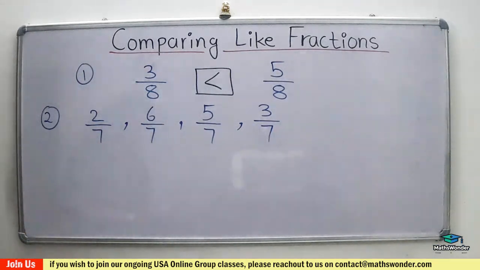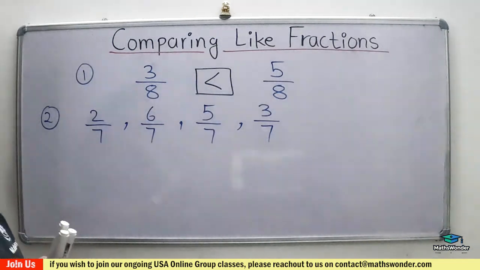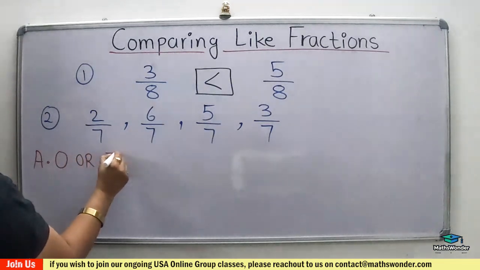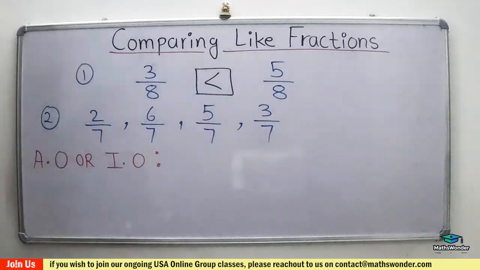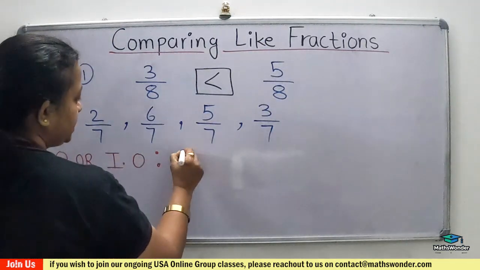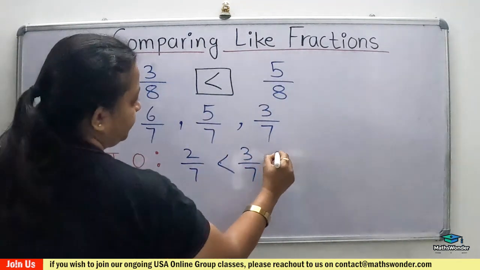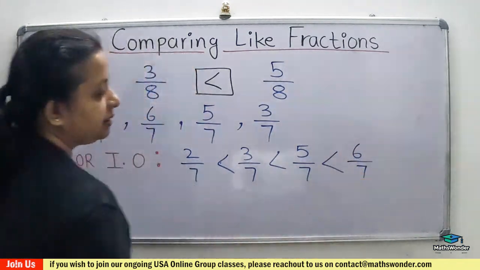The same question, suppose we have to arrange in ascending or descending order. You can arrange it accordingly. What is the ascending order? Ascending order or increasing order, both are the same. Increasing order means smallest to greatest. So what will be the smallest one? 2 over 7, then 3 over 7, then 5 over 7, and then 6 over 7.